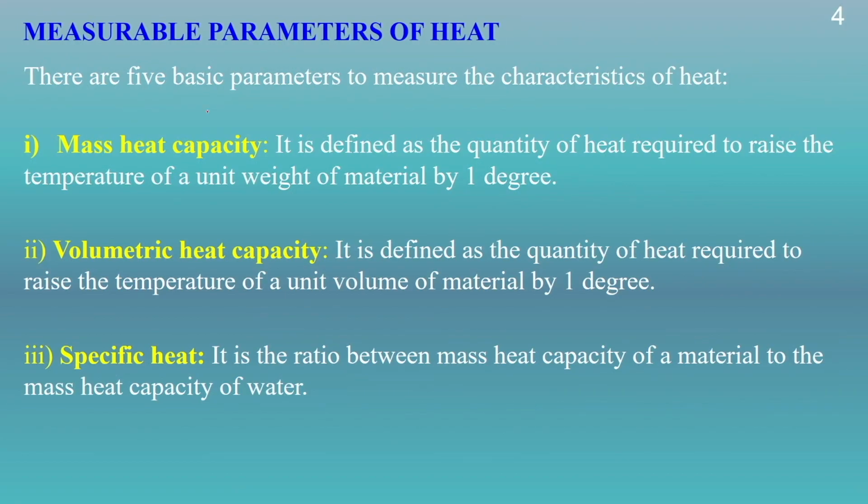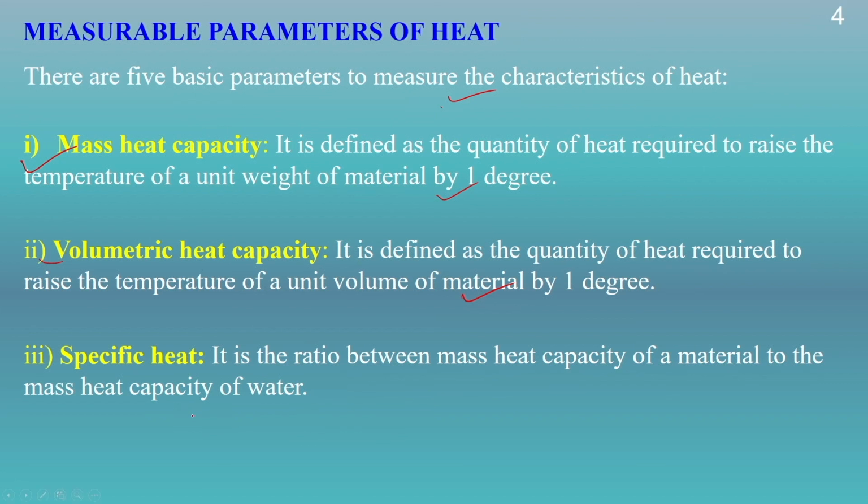Before that, we would like to know about the different parameters which are used. Mostly 5 basic parameters are used to measure the characteristics of heat. One is the mass heat capacity, defined as the quantity of heat required to raise the temperature of a unit weight of a material by 1 degree. Then comes the volumetric heat capacity. It is defined as the quantity of heat required to raise the temperature of a unit volume of material by 1 degree. Specific heat is the ratio between the mass heat capacity of a material to the mass heat capacity of water.